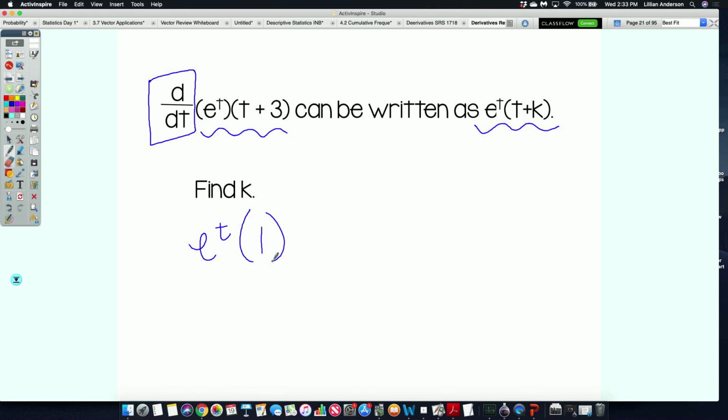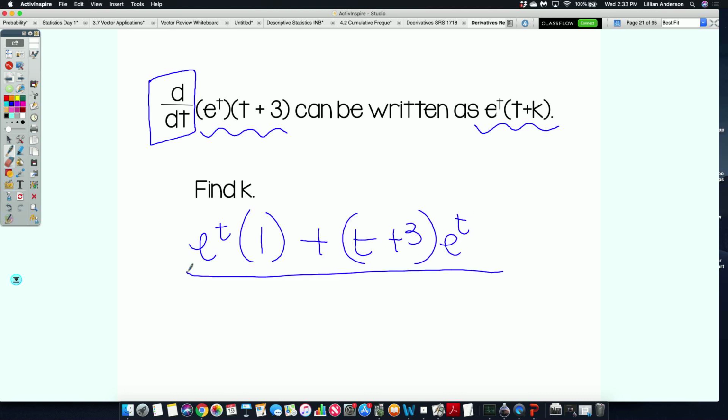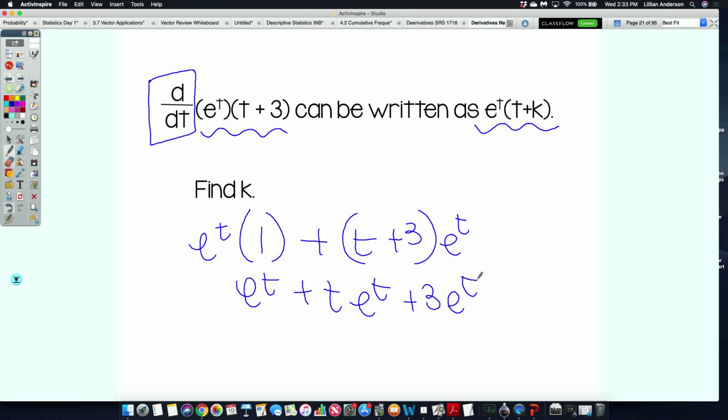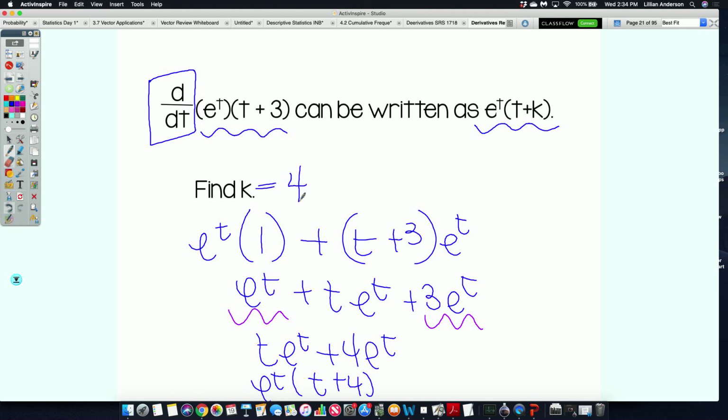First times the derivative of the second, plus the second times the derivative of the first, all over. Oh no, I'm mixing up quotient and product. My mistake. So e^t plus t e^t plus 3 e^t. You have like terms between e^t and 3 e^t, which gives you what? 4 e^t. And since each term has e^t in common, you can factor it out. And yes, k is equal to 4.